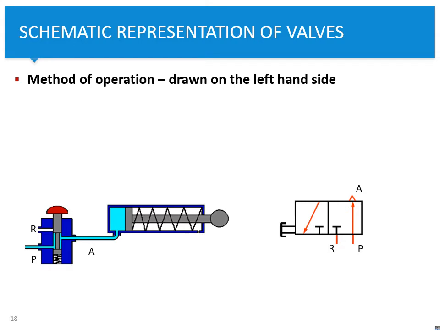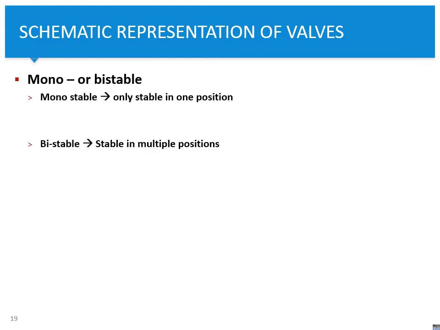Only there's one more thing we need to take care of, and that is when is a valve stable? So what will be its rest position? Does it have a standardized rest position? So if I release the button, will it go to another position, the position it used to have before, or will it remain in this position? Well, we call this mono or bistable. So a monostable valve is only stable in one position. So if you control the valve and you leave it, it will go back to its rest position.